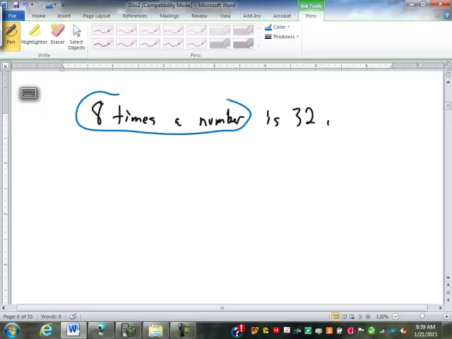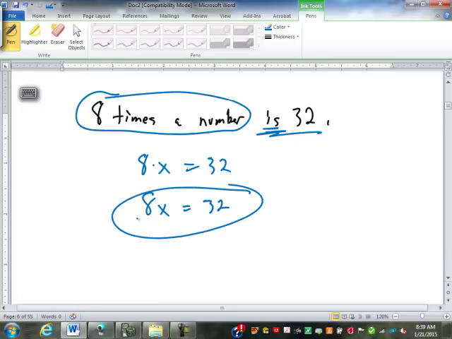Take it piece by piece. 8 times a number is 8 times x or 8 times n or whatever we're going to use. Yes, so we'll go 8x. We could have 8 times x or we could just have 8x. They both mean times. Is 32, what does that mean? Yeah, is means equals 32. Generally, we write it that way. We don't put the times in between a number and a variable just to save some space.